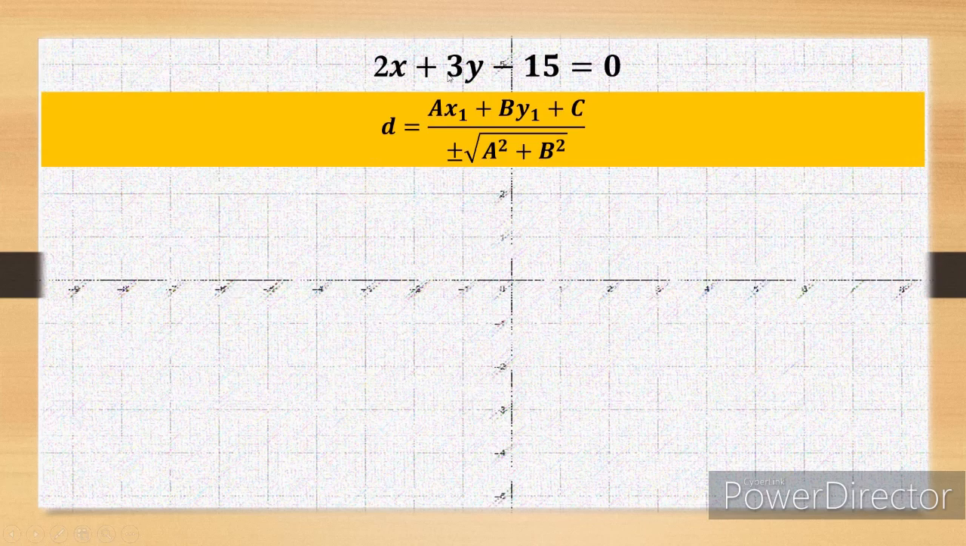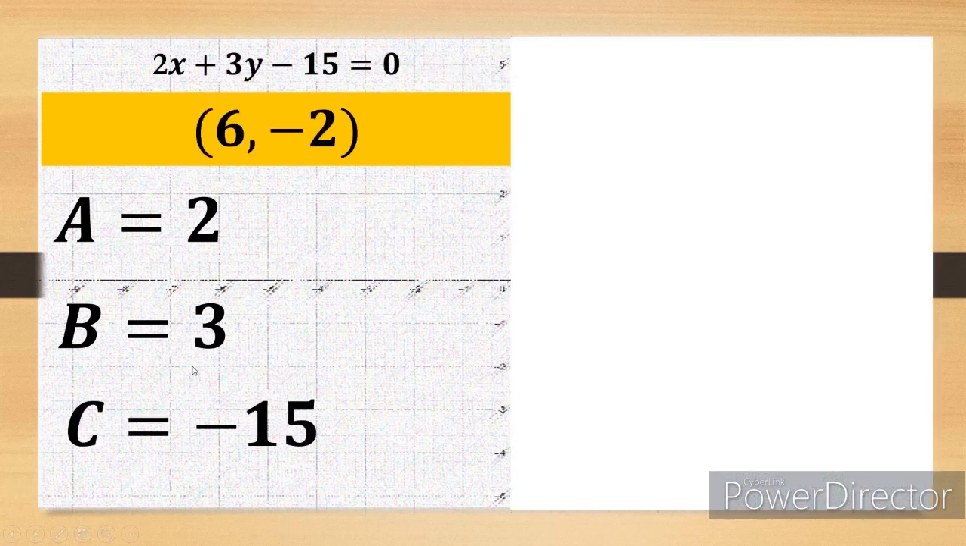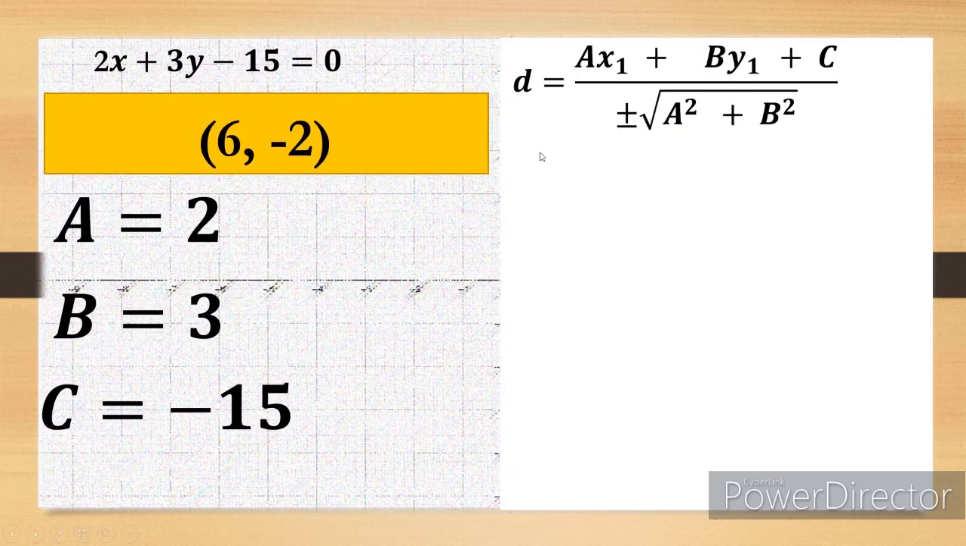So, we have now 2x plus 3y minus 15 equals 0. Determine the values of a, b, and c. Our a now is 2, b is 3, and c is negative 15. We can now use the formula in finding the distance of this point to this line. Again, this is our formula, and these are the values of our a, b, and c.